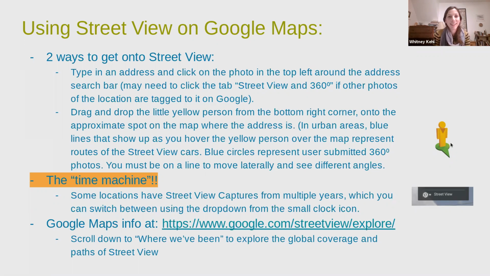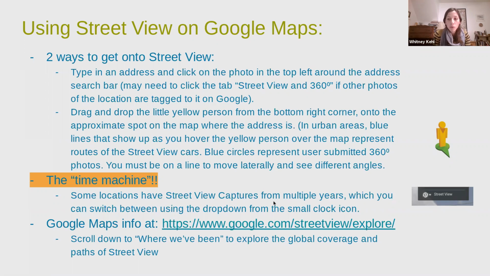It's a genderless little yellow person. And wherever there's blue lines on the map, that indicates where Street View captures have been taken. So certain rural areas that are not heavy traffic roads might not have captures. If you're wondering if a place has captures for Street View, going on the map, picking up the little yellow person and hovering them over the map is the best way to see where the blue lines, the captures, exist.